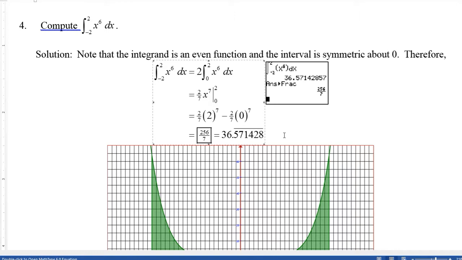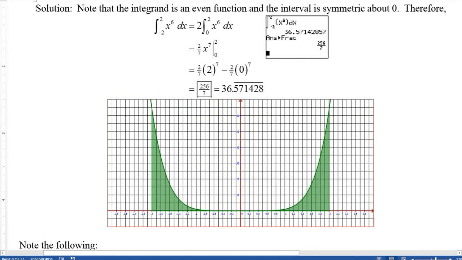So it's actually 36.571428, and then of course another 571428, 571428, and so forth. So when you divide by 7, you typically get a 6-digit repeating pattern. We can verify this with the calculator like this, and just integrate from -2 to 2, get our answer and change it to a fraction, and it works out quite nicely there.